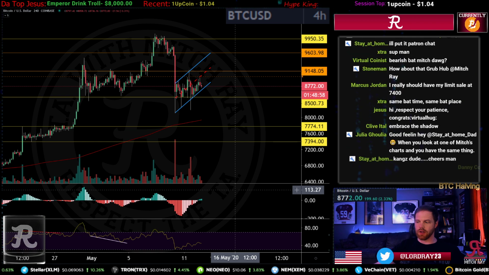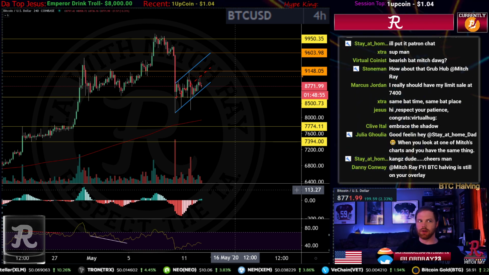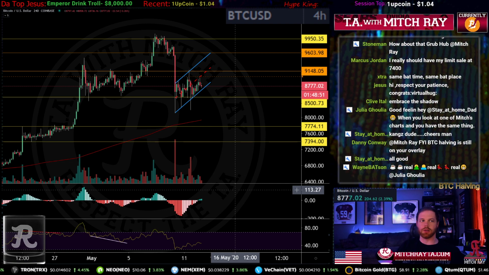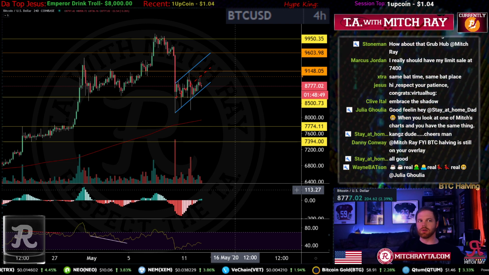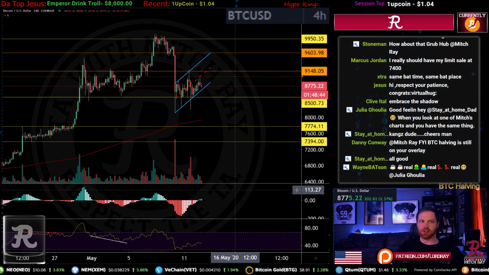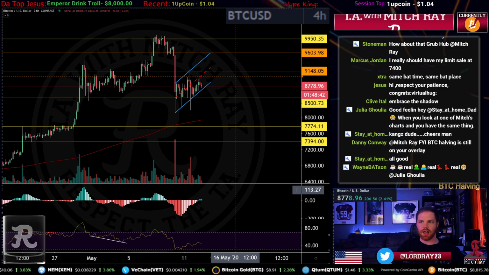Bitcoin halving still on my overlay. Well, did Bitcoin still halve? It's still halved. It's just there. Why not? What if someone missed it yesterday? They didn't review the stream. It's cool. It can still be Bitcoin's halved. No big deal. I can change it to thunderstorms or mostly cloudy, because that's what we are.